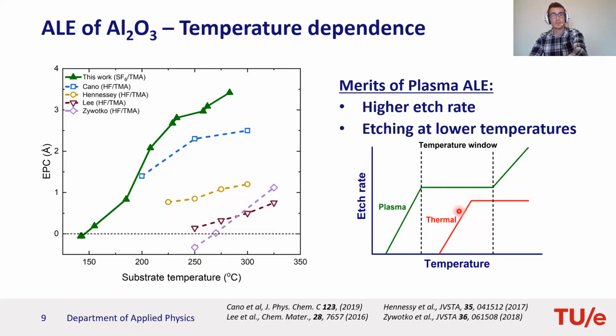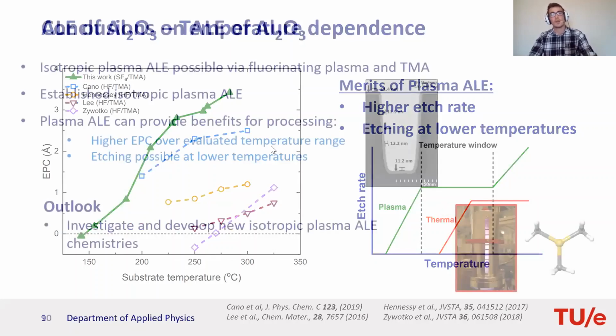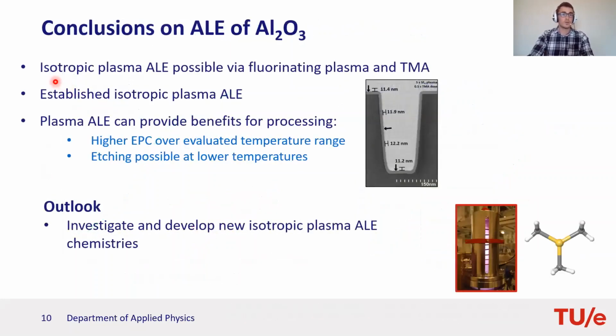So that brings me towards the conclusions of our work. We can see that so far we have proved that isotropic plasma ALE is possible via a fluorinating plasma in TMA. We used SF6 in our process, however we expect that any fluorine-containing plasma could be used for the fluorination step. We also think we've further established isotropic plasma ALE as a viable research direction and as an alternative to thermal ALE, and we hope that this will help encourage others to further investigate this avenue of research.